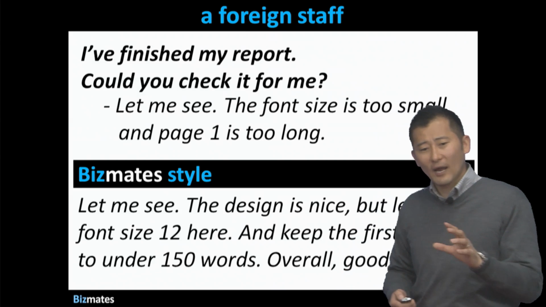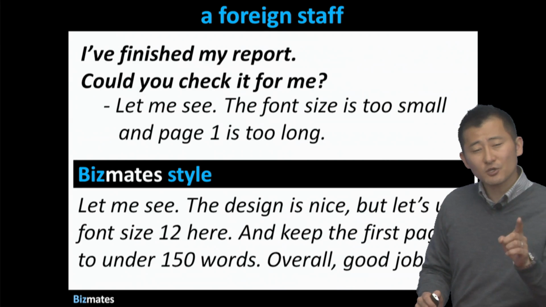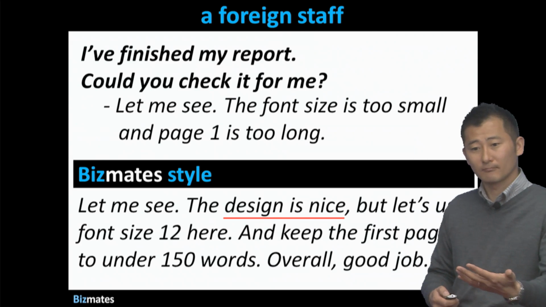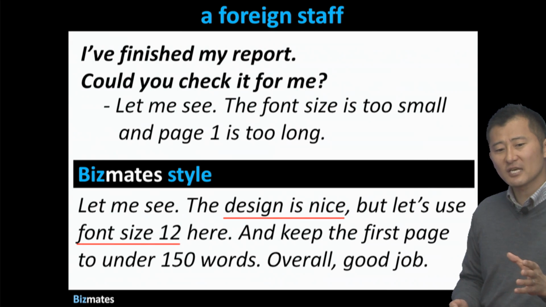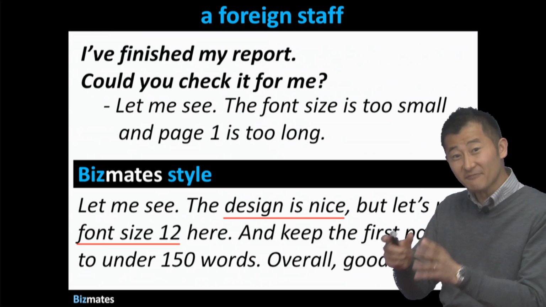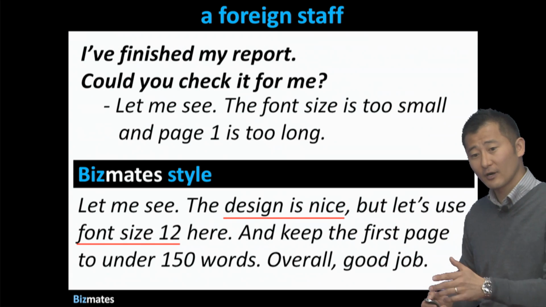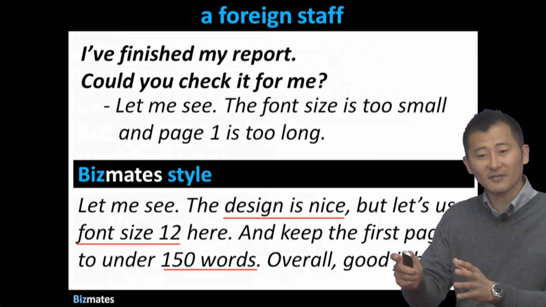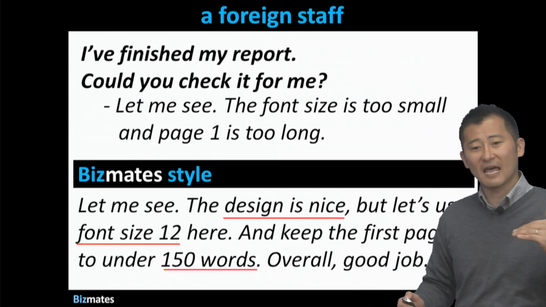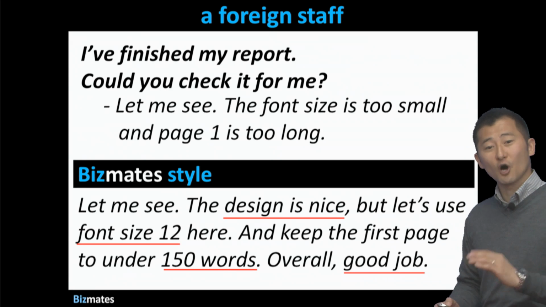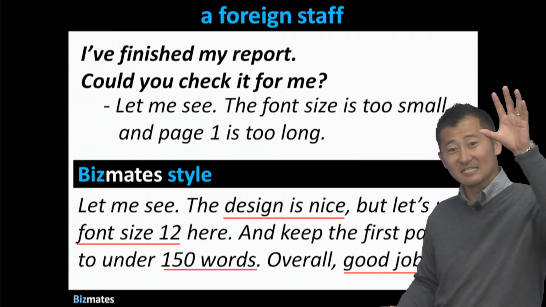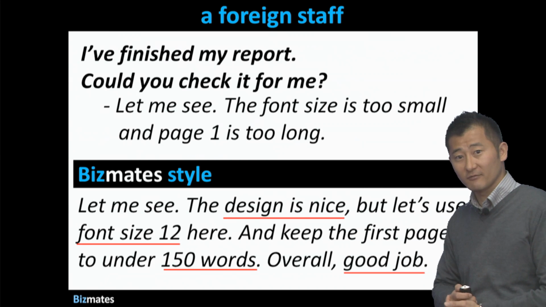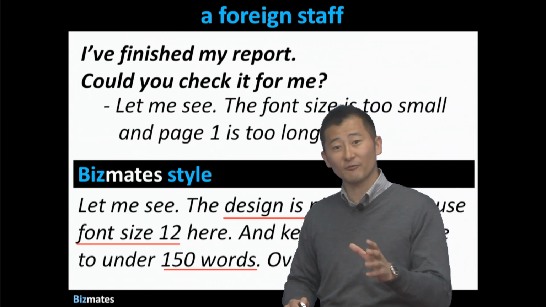So a better way would be, okay, well, let me see. Start with something positive. There has to be something good, okay? Well, the design is nice, but let's use font size 12. Very specific advice, okay, here. And keep the first page to under 150 words. Specific advice. It's very easy to understand, yeah? Okay? Overall, good job. Okay, so you start with something positive, the design is nice, give specific feedback, and again, end with something positive. It's a simple tip, but it makes a big difference, okay?